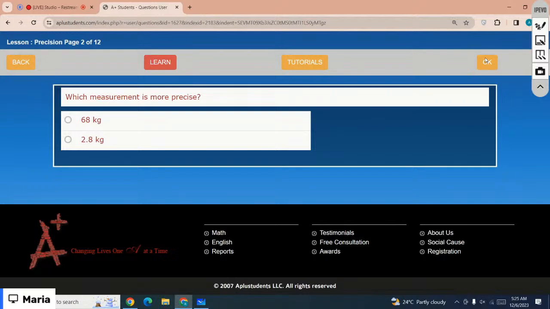Okay, which measurement is more precise, 68 kg or 2.8 kg? 2.8 is more precise, right? The correct option is 2.8.